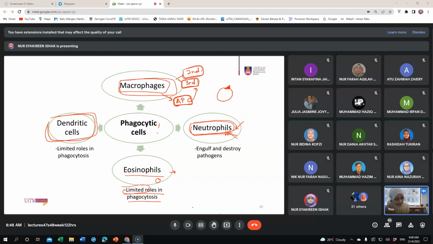Nanti kita tengok. Okay, dendritic cell, second and third line defense. Okay, dia ada overlap. Tapi kalau neutrophil, eosinophil memang dalam second line defense sahaja.